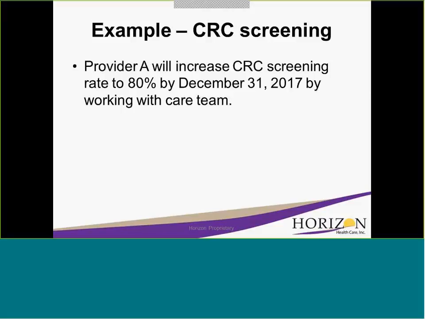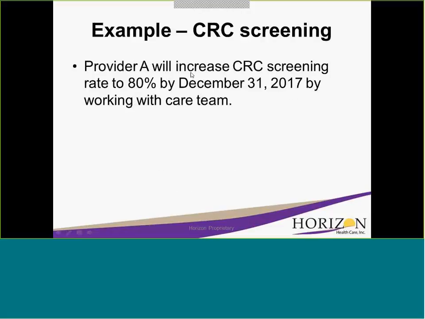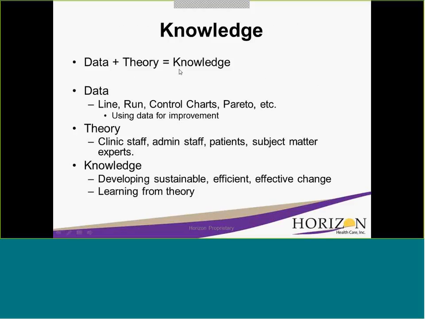So for our example aim statement, provider A will increase colorectal cancer screening, so I'll use CRC for short, screening rate to 80% by December 31st, 2017 by working with the care team. So you see I have all of those components of a good aim statement there. You can see all the components are listed right here in this aim statement.